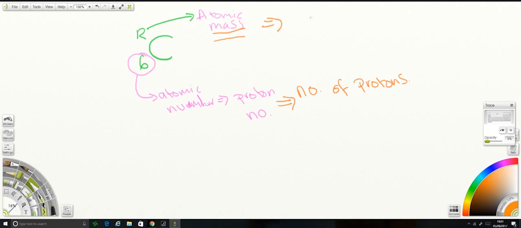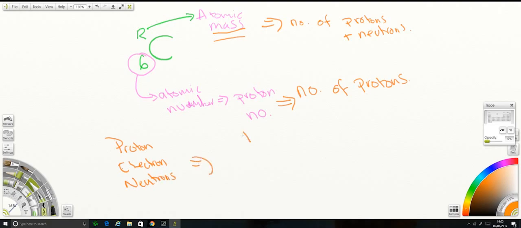Now the question is, what does the atomic mass show? The atomic mass shows the number of protons plus neutrons. So what this is saying is, in total my protons and neutrons equal 12, and here I know that I've got 6 protons. So from this you can work out the number of protons, electrons and neutrons.